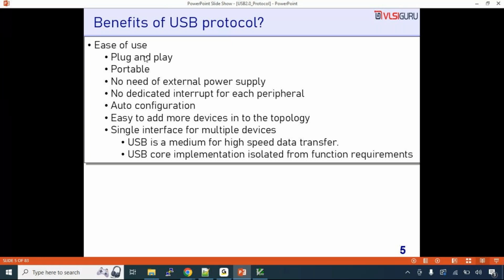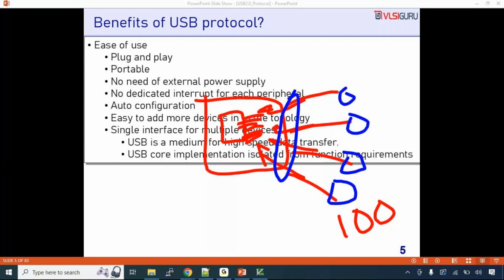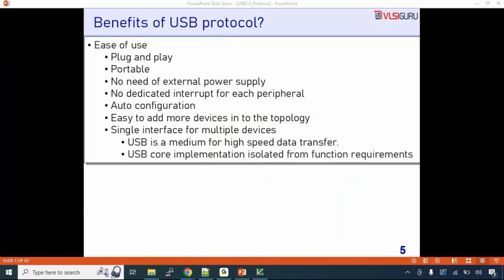So going by that, if I have a laptop and I connect 100 devices, that means I will need 100 interrupt lines. This is a difficult part, because processors generally don't have so many interrupt lines. That is where USB merges all these interrupts into one interrupt only. Let's say these are all USB devices. It merges all of them and sends just one cumulative interrupt. So that means no dedicated interrupt for each peripheral. You don't need to allocate a dedicated interrupt for each peripheral.